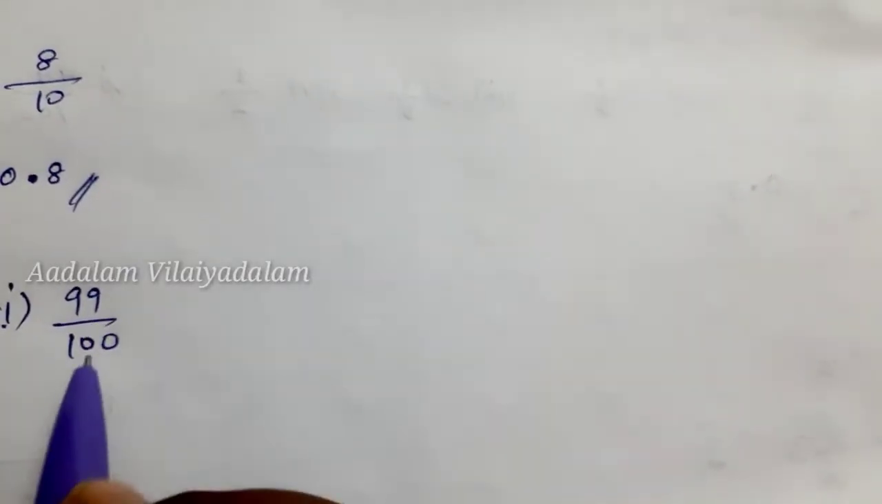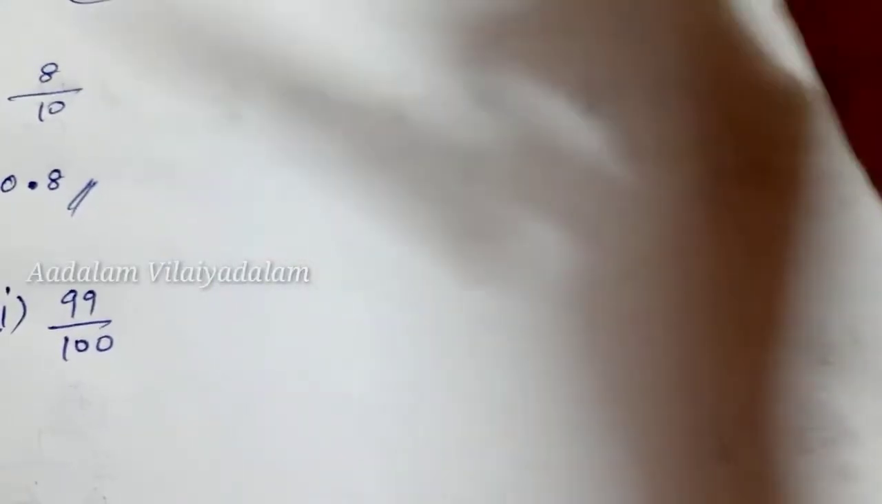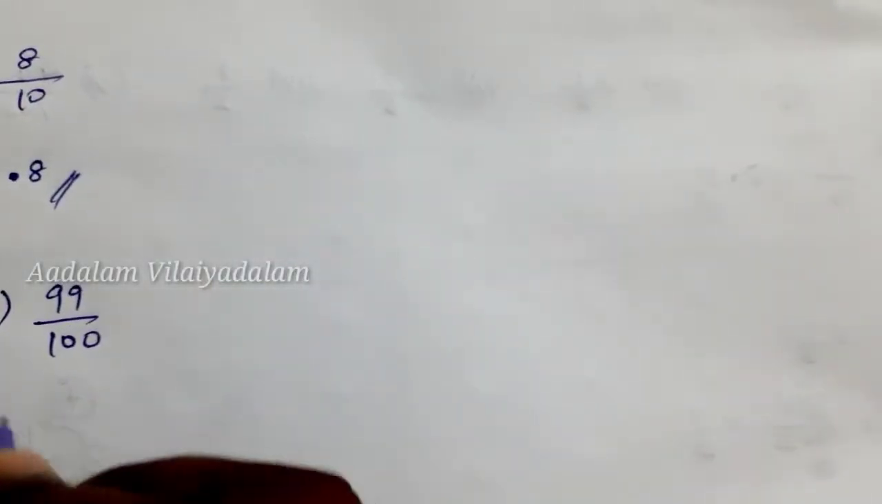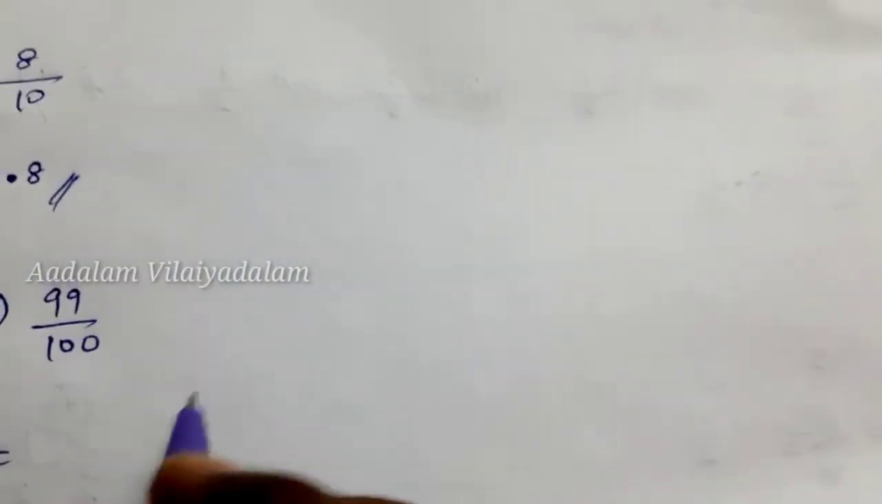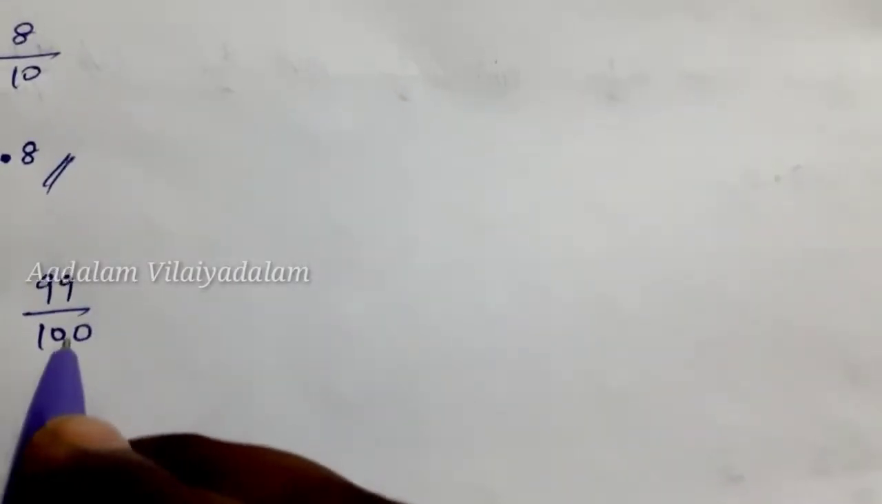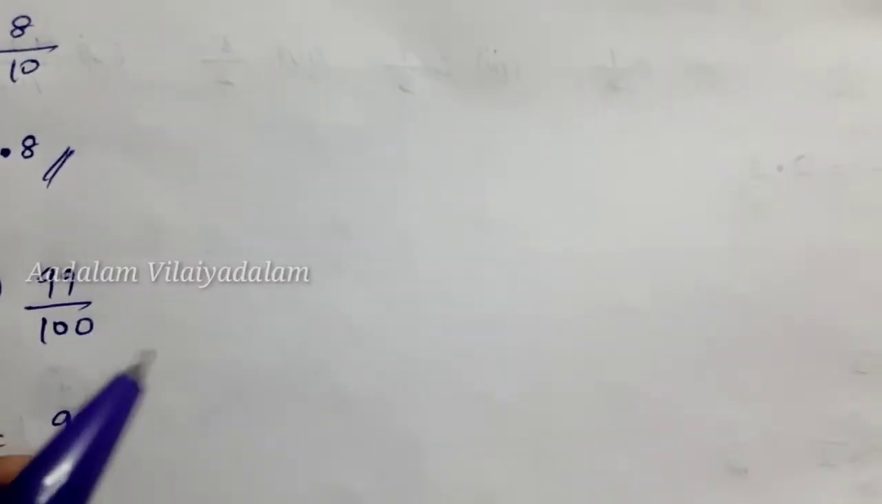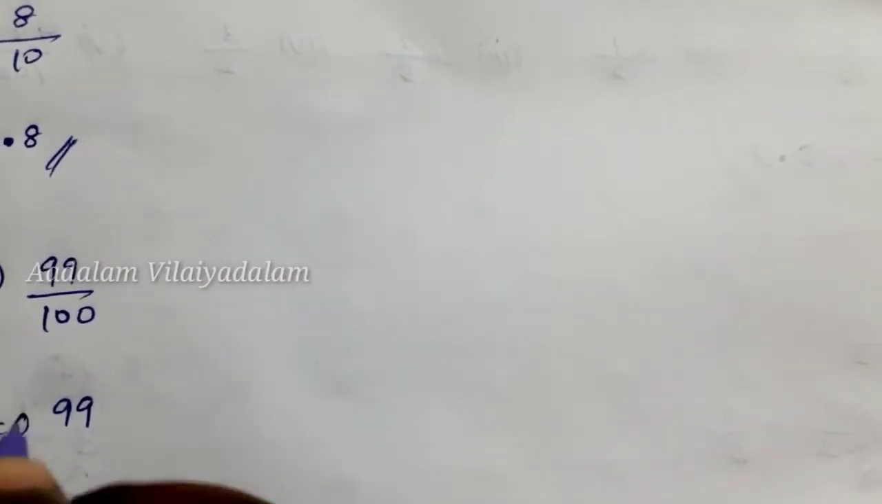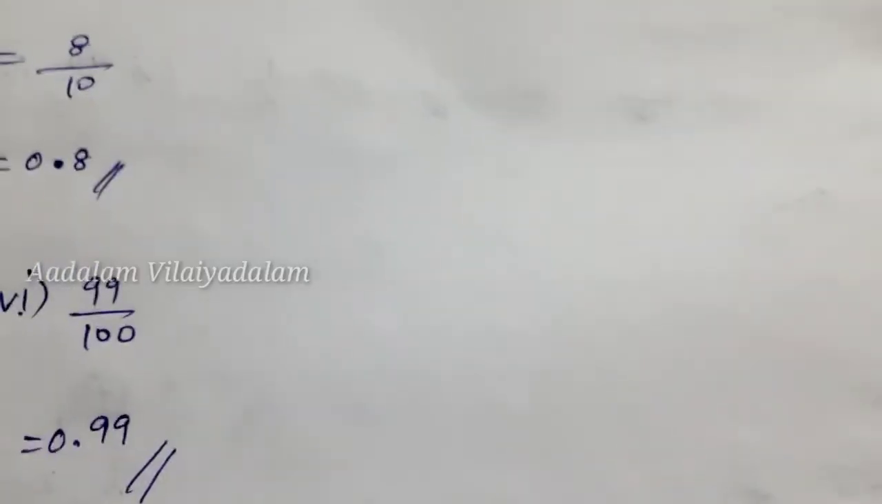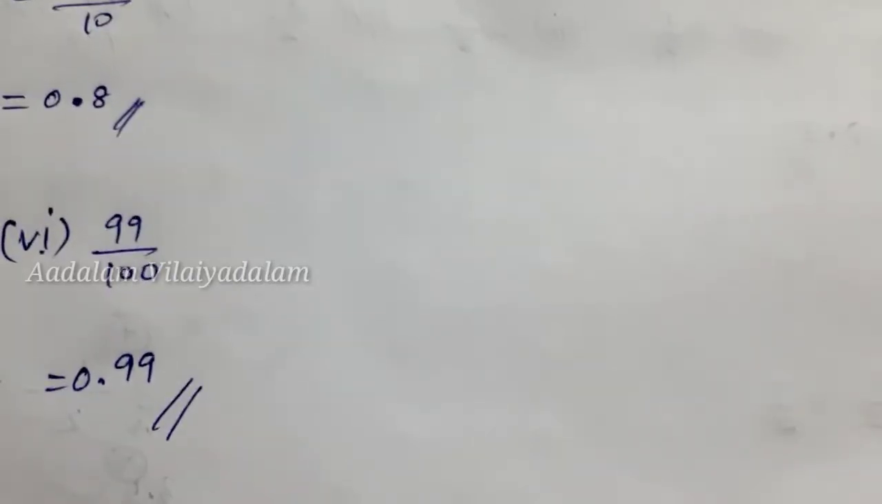Now the sixth sum is 99 by 100. The previous sum is the fifth one, and the one before that is the fourth one. Now there are 2 zeros in the denominator. So if we move the decimal point from right to left by 2 digits, then we will get 0.99, which is the required decimal number.